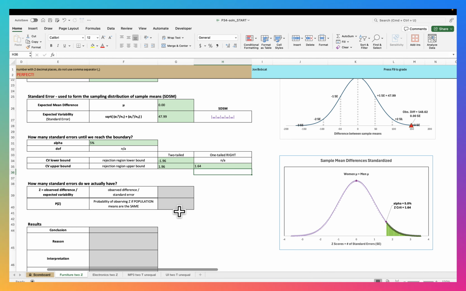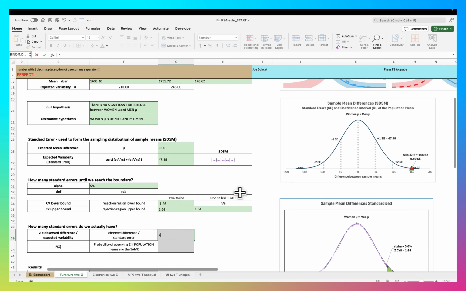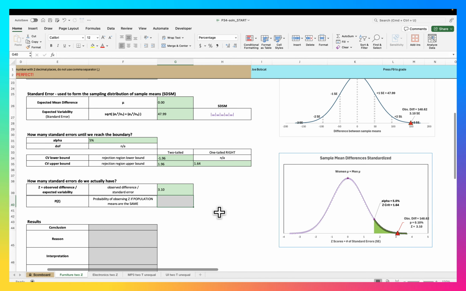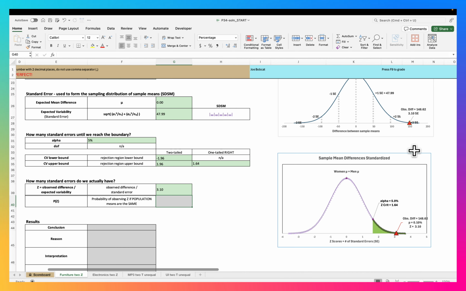All right, so let's see what actually happens. So we're going to calculate a z-score, which is going to be the observed difference divided by the expected variability. So observed difference is that 148. Expected variability is the standard error. So that's 3.10. All right, now this gives some more context. We already thought that it looked like an outlier over here. This is the same number expressed on the standardized scale. And as you can see here, we're clearly in the rejection region, right?